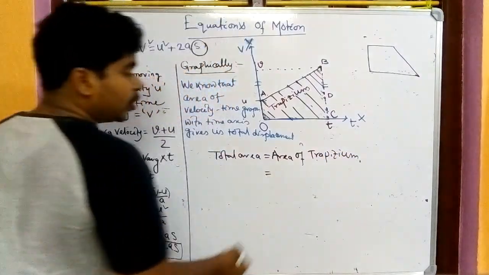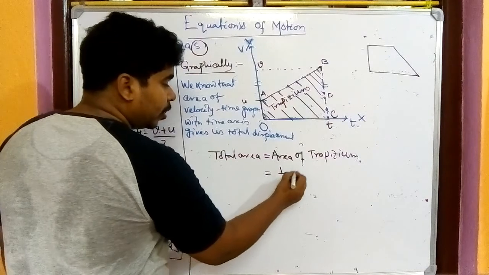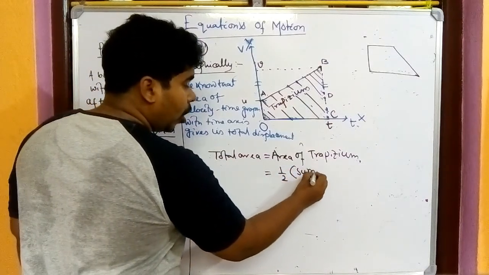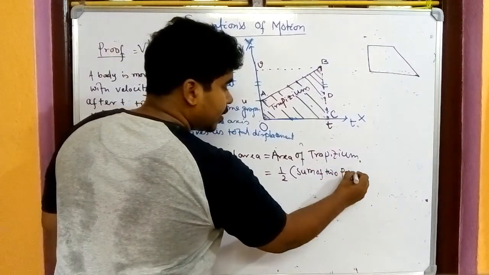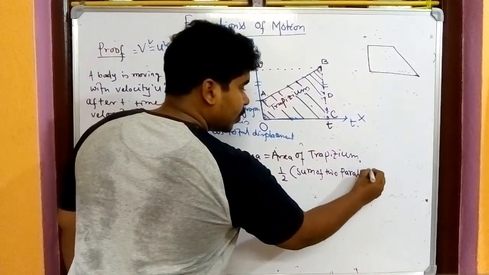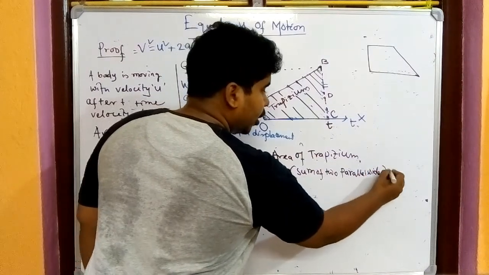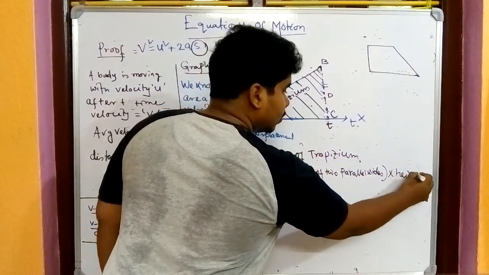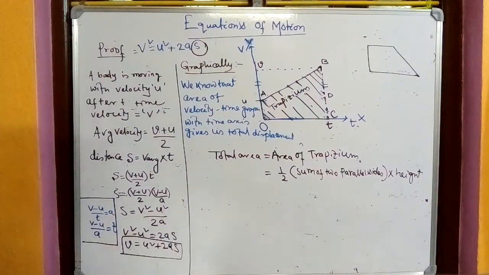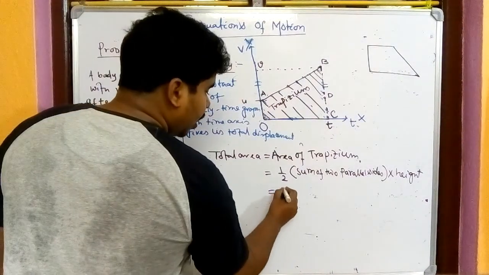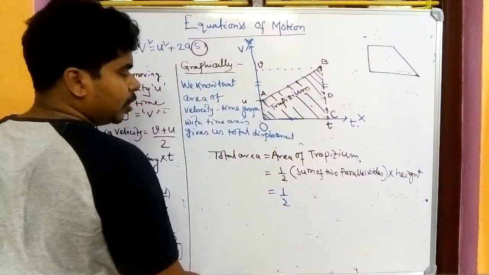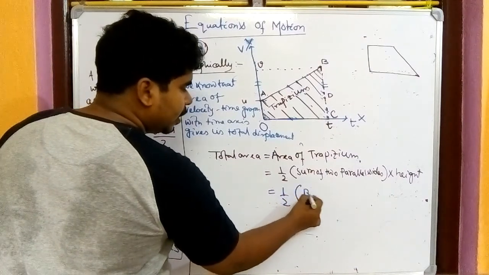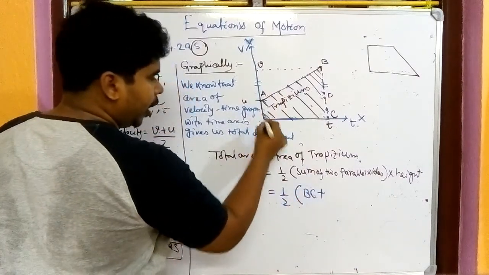So the area of a trapezium equals what? Half into the sum of two parallel sides into height. That is the equation. Half into the sum of two parallel sides into height. So here you see the parallel sides, this one and this one. So we can say it is BC plus AO.